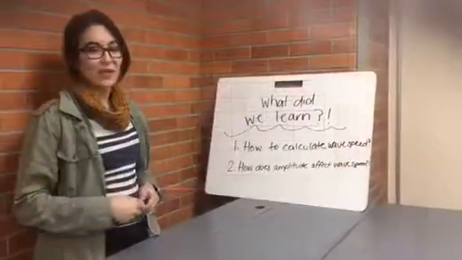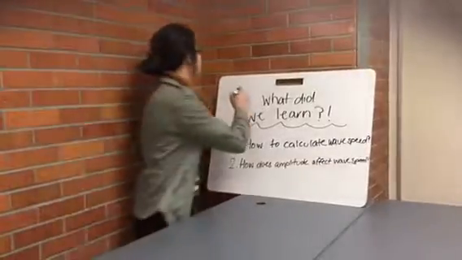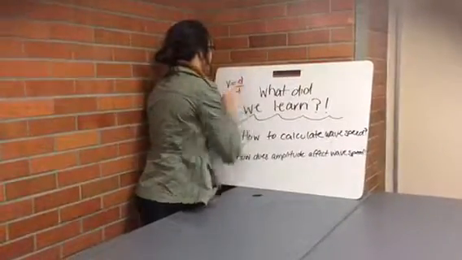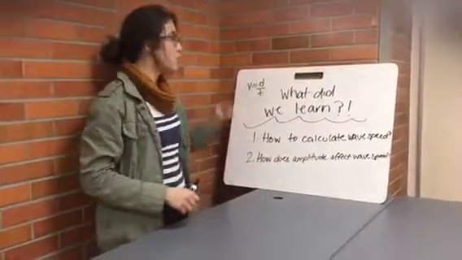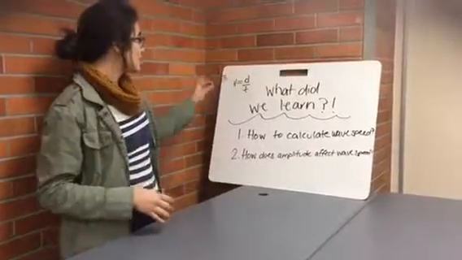What did we learn in this lab? First, we learned how to calculate wave speed, and in order to do that, you must use this equation: v equals d over t, which is distance divided by time. For the purpose of our lab, we use this equation instead of the other equation we provided before. And our distance was the same.